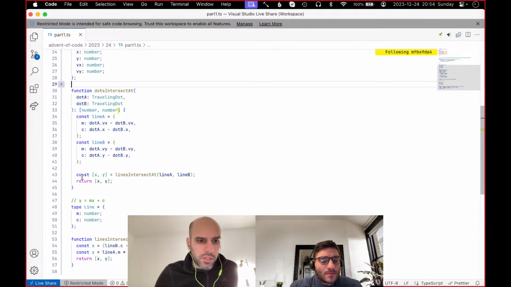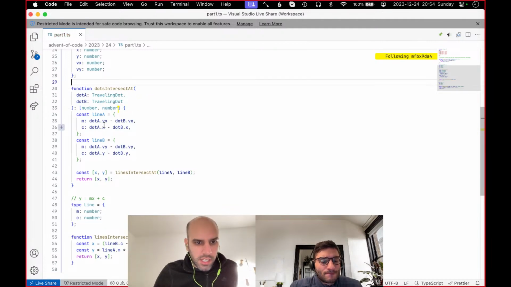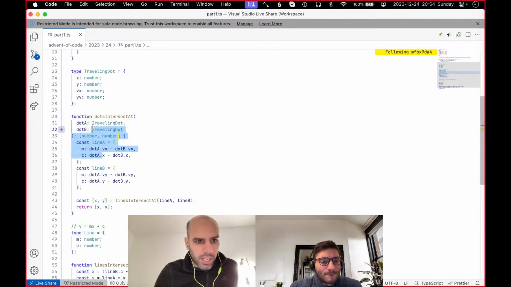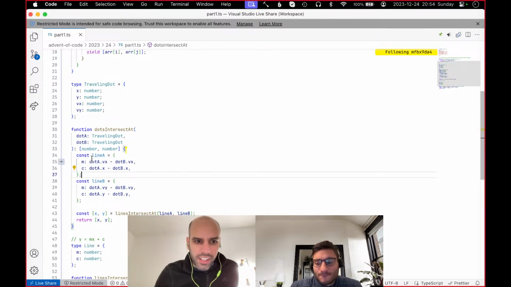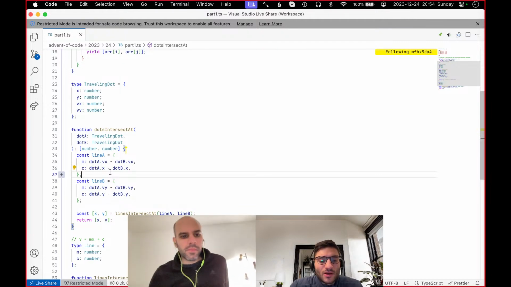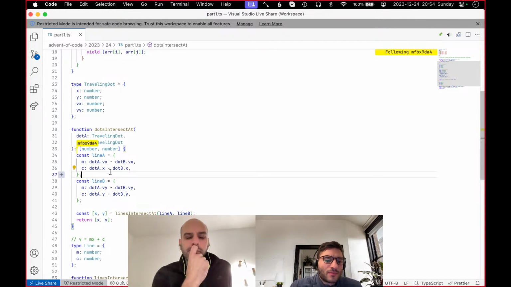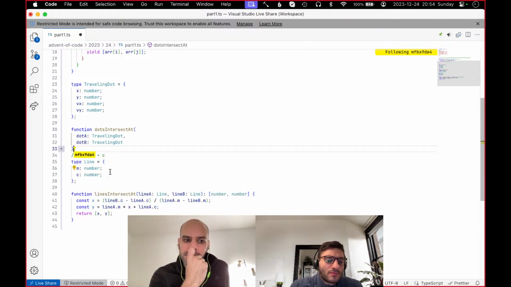It's a bit odd to me that it's not using y here to determine line A. Line A was supposed to be a line, and it's not even considering anything about the y-axis, and it's mixing up the dots. These equations don't look right to me. Yeah, I agree. We'll give Copilot one more go.